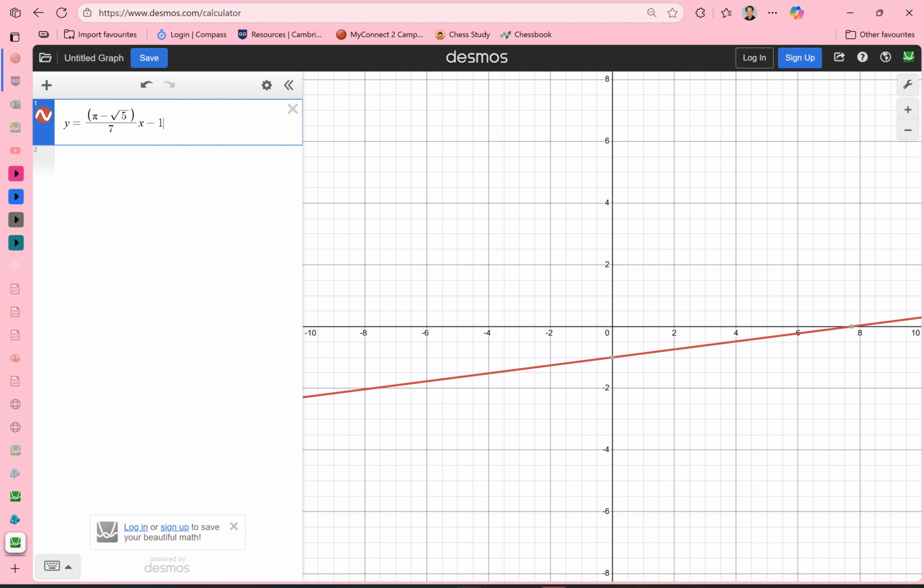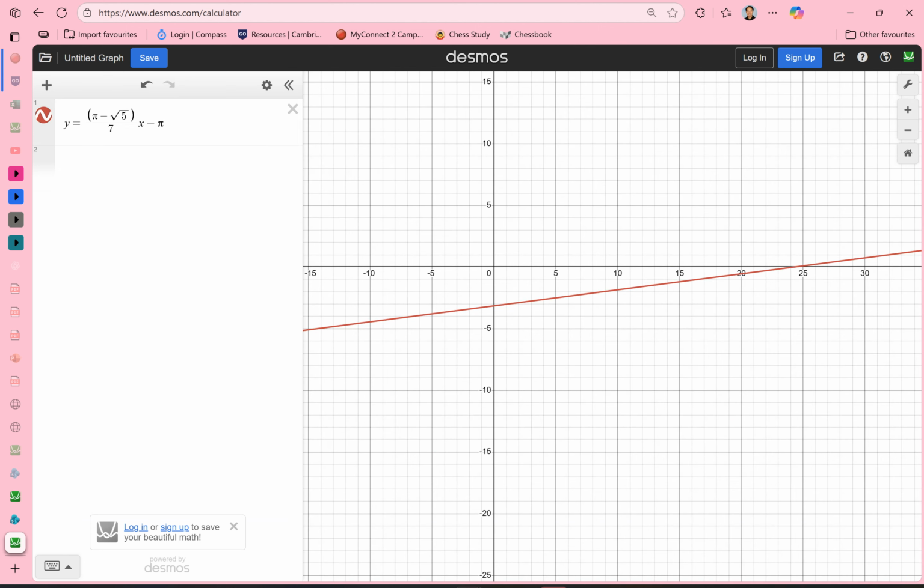M is just whatever this thing is, this number multiplied by x, it doesn't matter. And then I add or subtract anything you want. I don't even have to do -1. I could have done minus pi. It's still a straight line. See that? So what governs a straight line? It literally is just having an x in it.